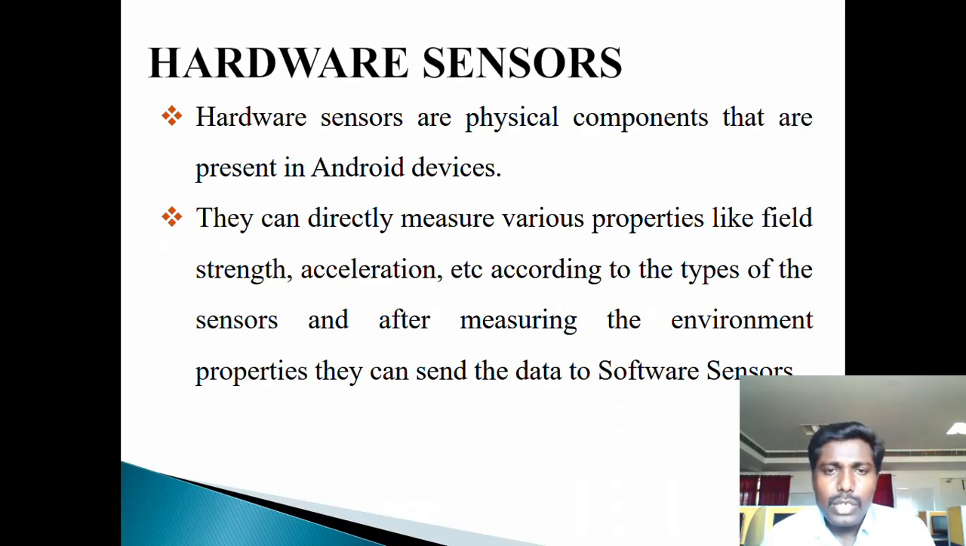The next one: it can directly measure various properties like field strength, acceleration, and, as I already mentioned, humidity. That is the best example for hardware sensors. According to the types of different sensors, after measuring the environmental properties, they can send the data to software sensors. Without the software, you can't implement that sensor device with the Android applications. So for that, we need software sensors.